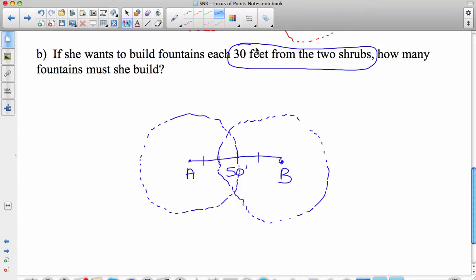Of course, you might use a compass if you had one. Here, I'm looking for the points of intersection of my two loci. I have one there, and I have another one here. So in this instance, she would have to build two fountains.